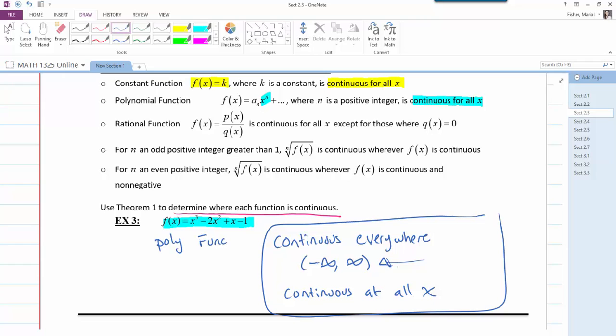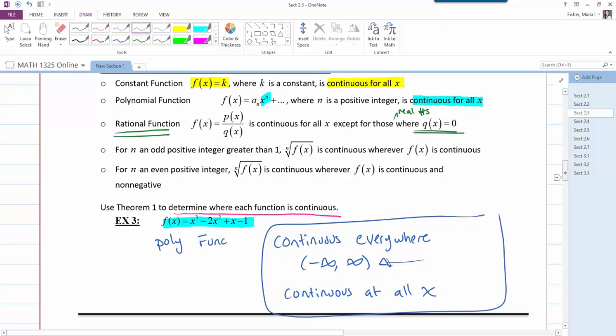Okay, so constant functions are continuous everywhere. Polynomial functions are continuous everywhere. Remember I said we had issues with rational functions. What's a rational function? A function that has that fractional bar. It's continuous at all x except for the places where the denominator equals 0. Why? Because the denominator can't equal 0. Division by 0 is undefined. So rational functions are not continuous everywhere. We'd have to figure out at what real numbers, at what real x, so it is continuous for all x except for those real numbers where q of x is equal to 0.